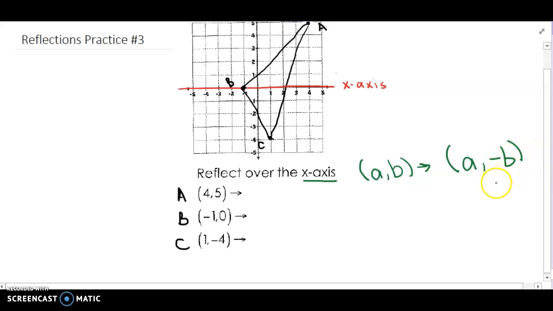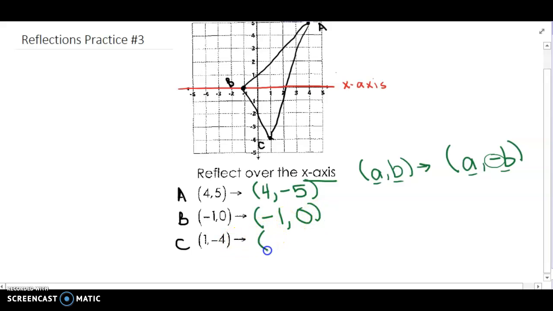Now remember that if my y coordinate is already negative, it's going to change to a positive. But if it's a positive, it'll change to a negative. Okay, so I'm going to keep the order, and the only thing that I'm doing is adding a negative to the y value. All right, so my 4 stays the same, and then I'm going to have a -5. Okay, my b stays the same. Now guys, my 0 will be negative. What's a -0? It's just 0.